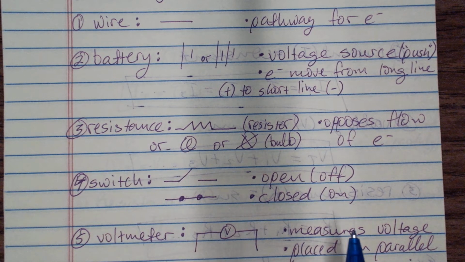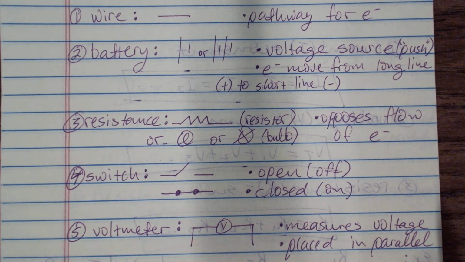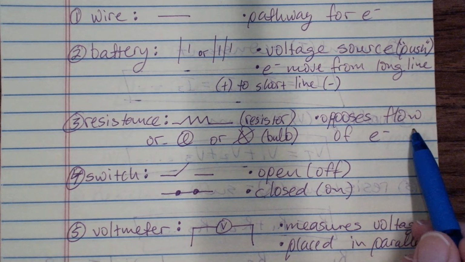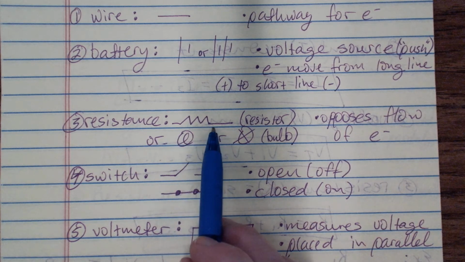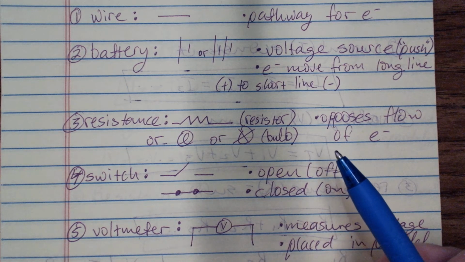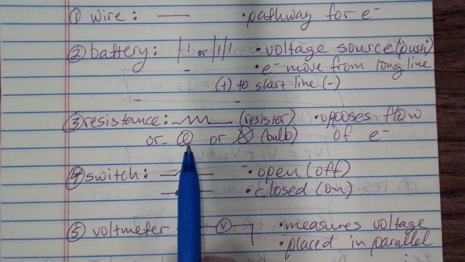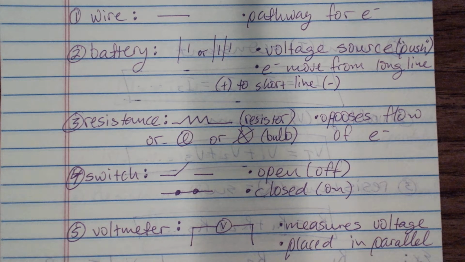Resistance, so this is a place where electrons are used to do work. So this opposes the flow of electrons. So you have just a resistor, which usually you'll put in the circuit, and it either does work or just absorbs heat energy. And then you have light bulbs, and so you can have different kinds of light bulbs.